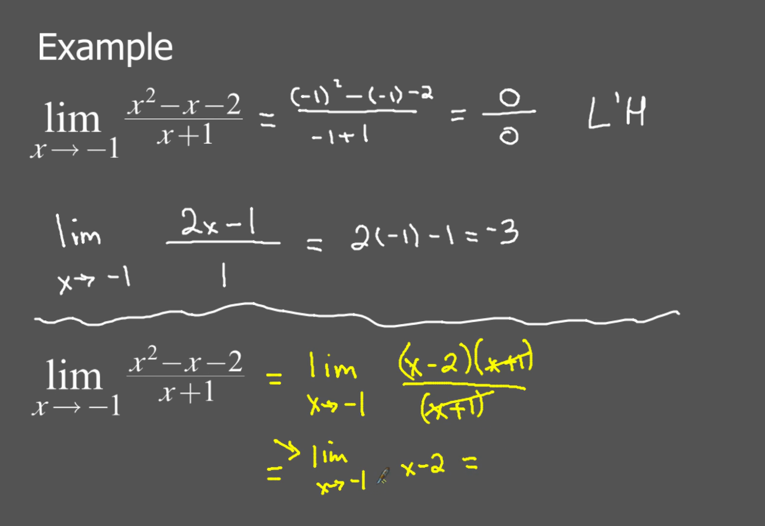Now, of course, now we can use direct substitution, and you plug in negative 1 minus 2, you end up with a value of negative 3 again. So you could have either solved this problem using L'Hopital's rule, or you could have solved it using direct substitution after you cancel out like factors.